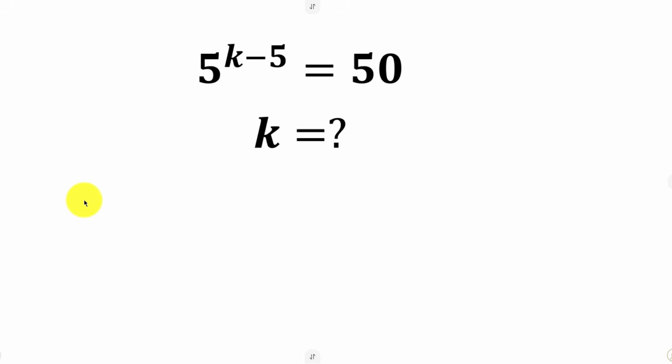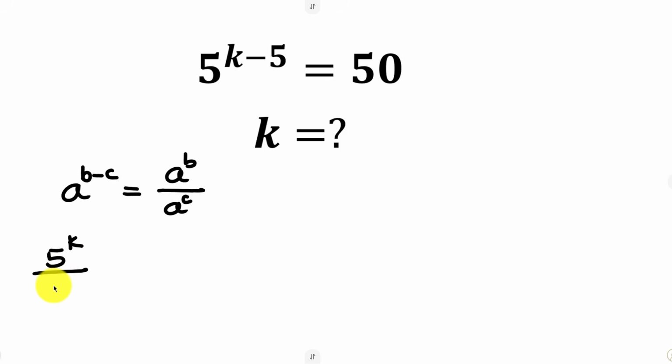The property of indices that says that when I have a to the power of b minus c, this is equal to a to the power of b all over a to the power of c. So writing this like this, we have 5 to the power of k all over 5 to the power of 5. Very good. And this is equal to 50. 50 is the same as 25 times 2.